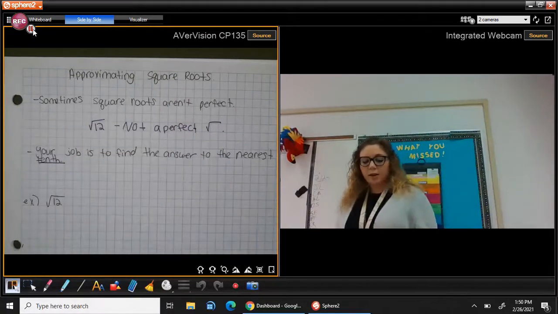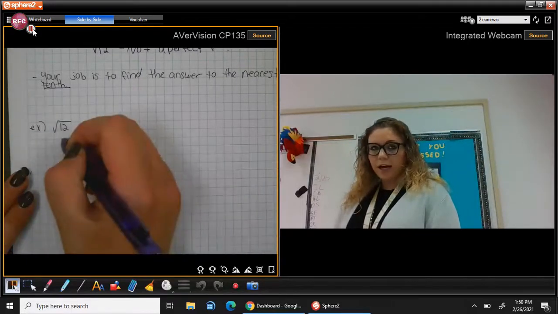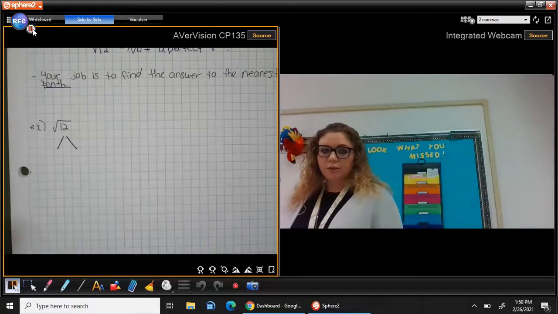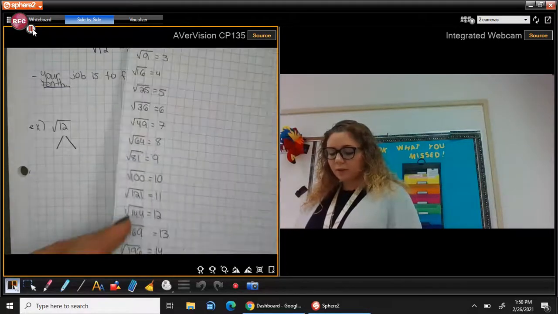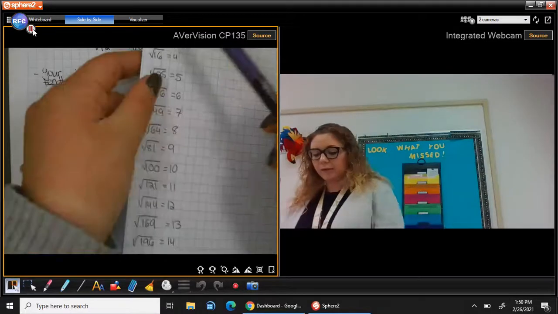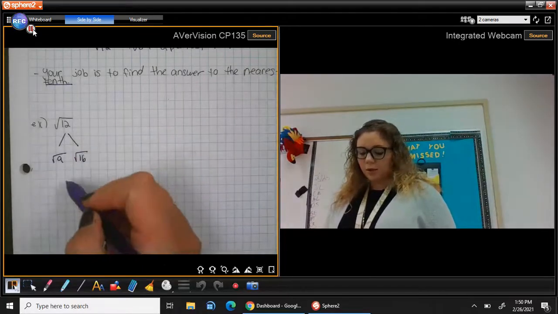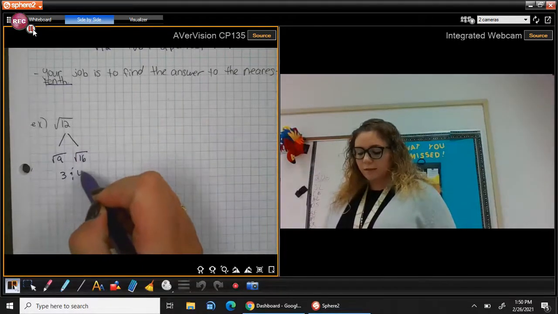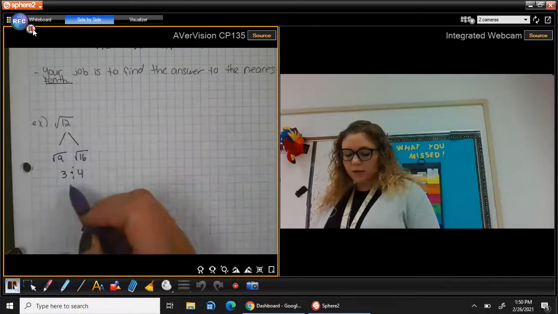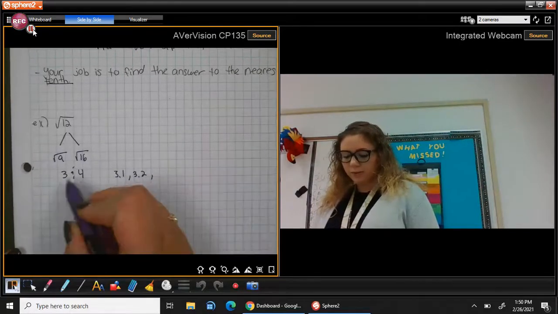So to do that, step 1, you have to find the two consecutive integers that the square root of 12 falls between. So to do that, let's look at the perfect squares. So the square root of 12 will fall between the square root of 9 and the square root of 16. And then the square root of 9 is 3, and the square root of 16 is 4. So we know it's going to be 3.1 or 3.2. It's going to be between these numbers.